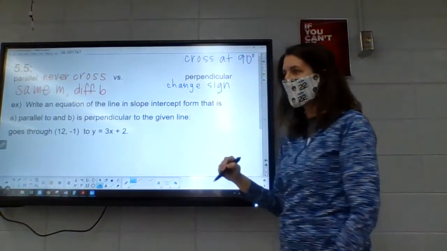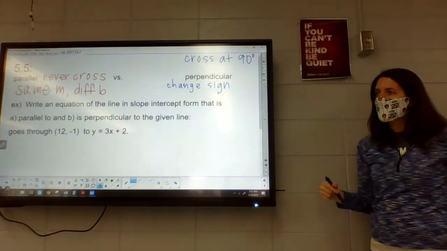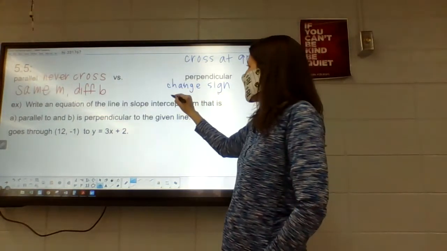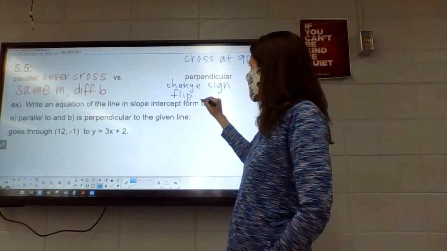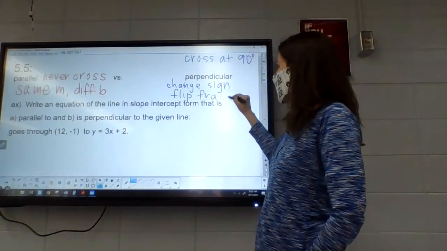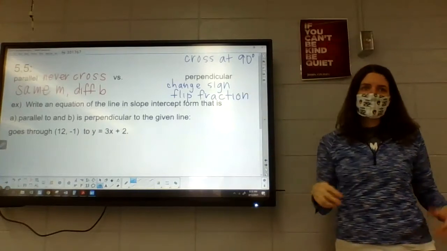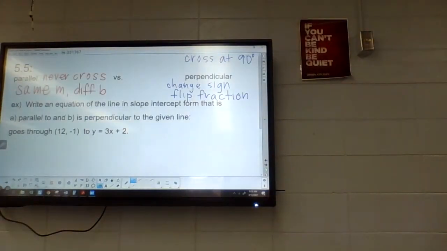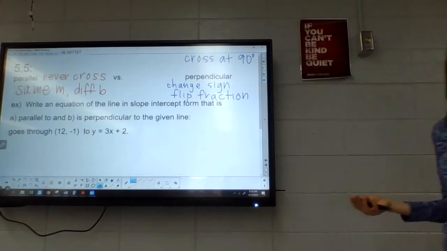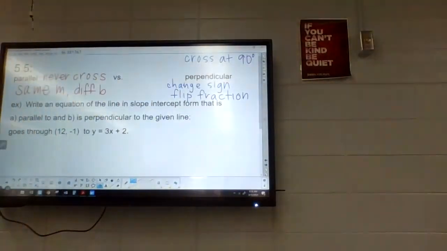And then what's the other thing I have to do? Yeah, Clayton? You have to flip the fraction to the bottom. Yeah, you're going to flip the fraction. Which is another reason why we're okay with improper fractions. Because if it's a mixed number, that's really confusing to flip. We call that opposite reciprocal. But if you don't know those words, it's perfectly fine. So you change the sign and flip that fraction.